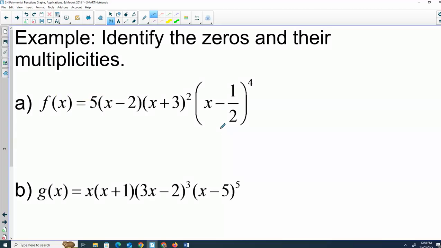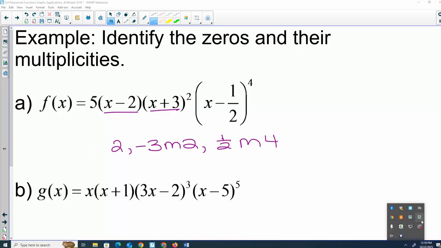So, can you tell me all the zeros and multiplicities of this? It's already factored, so we just have to set each parenthesis to 0. So what makes x minus 2 equal 0? 2. What about x plus 3? And since it was squared, what about x minus 1/2? And since it was to the 4th, multiplicity 4. Alright, you guys try B.